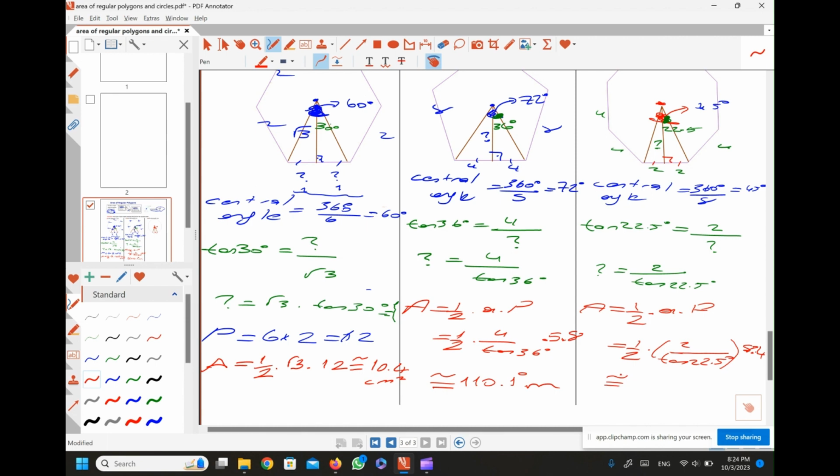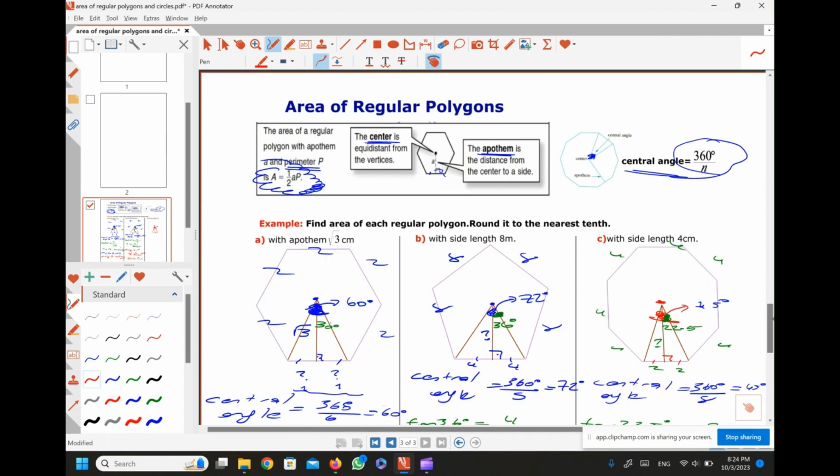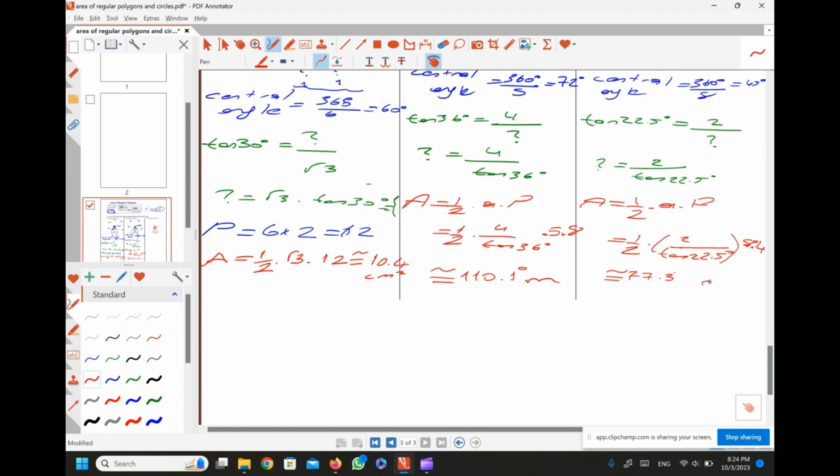77.25. You round it to the nearest tenth, so it's going to be 77.3. What was the unit? Let me check the unit. It is centimeter, so we have centimeter squared. We are talking about area. In the previous question also we had meter squared. There's no angle here. I think I put this by mistake.